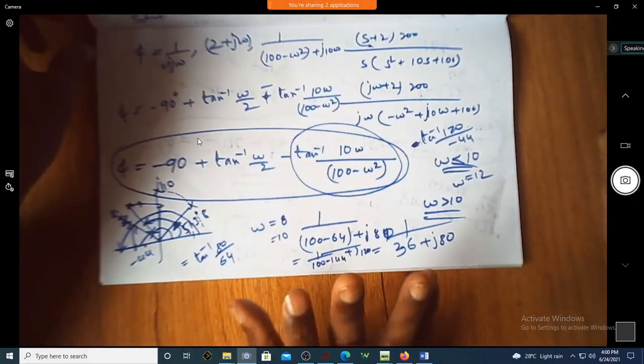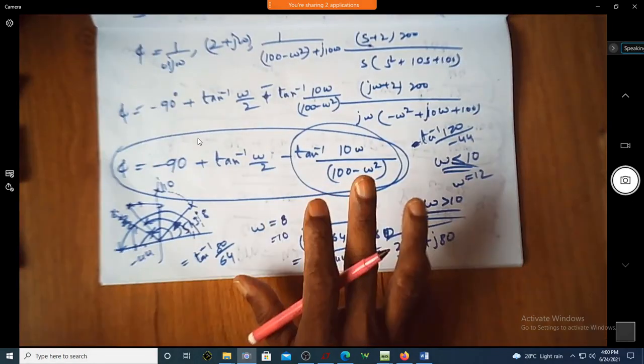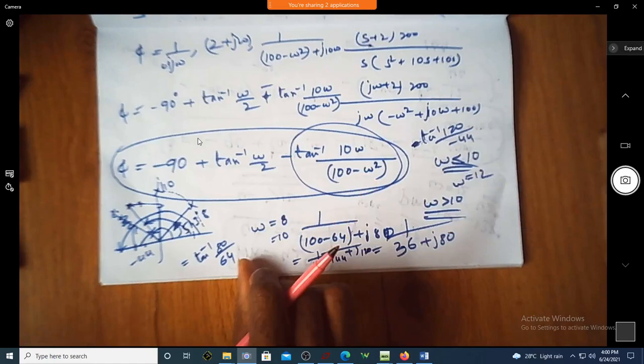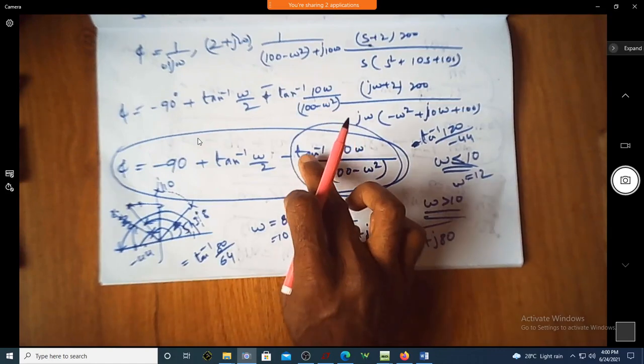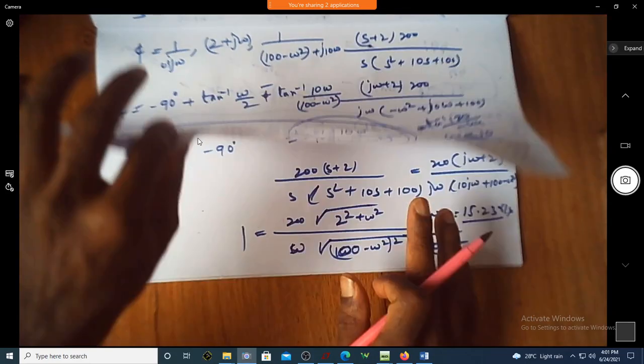For the phase, we need to be a bit careful. For values of omega less than or equal to omega n, it is a normal equation. If it is more than omega n, then we may have to make a slight alteration in this. Exactly 180, the equation remains the same, and this term is replaced by 180 minus tan inverse of 10 omega by omega square minus 10. That's what we had here.